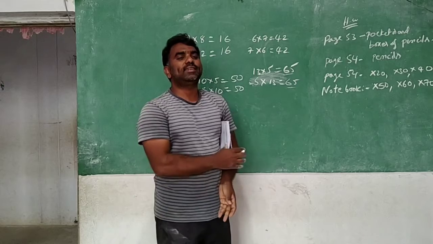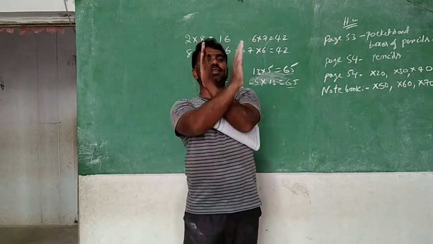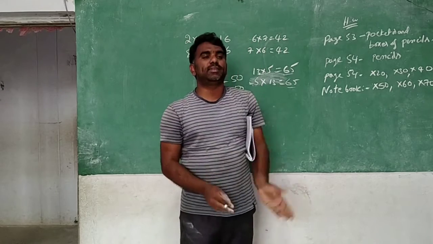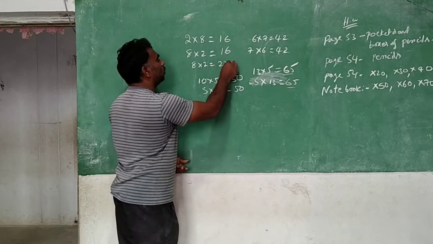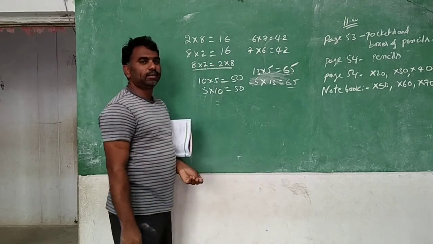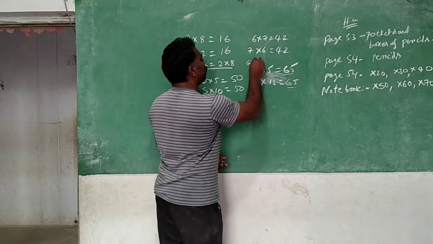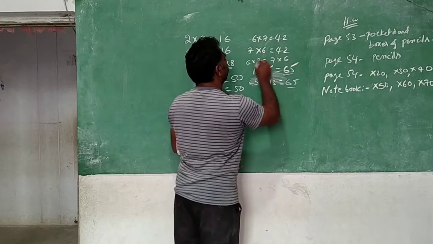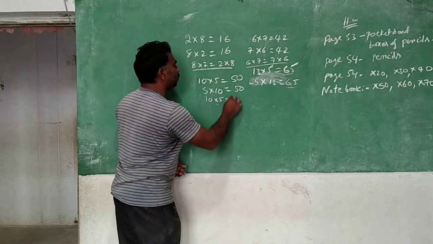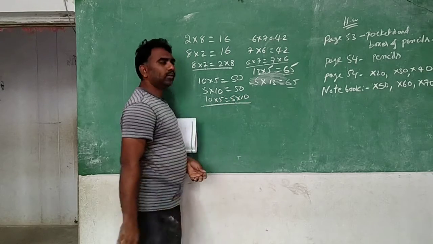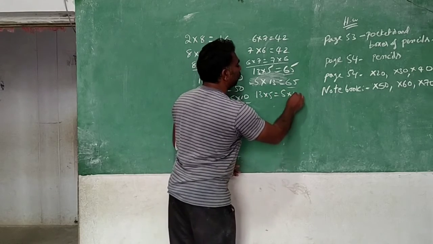So what did you understand here? Anyhow you multiply in this way or in this way, you will get the same answer. So what can I say here? 8 into 2 is equal to 2 into 8. Both answers are same. 6 into 7 is equal to 7 into 6. Next, 10 into 5 is equal to 5 into 10. 13 into 5 is equal to 5 into 13.